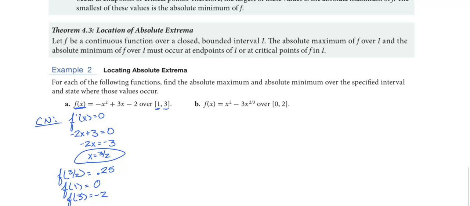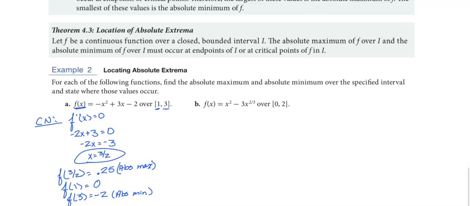So my biggest y value is going to be the absolute maximum. My biggest y value here is at the point 3/2, 0.25 or 1/4. And the smallest y value is happening here, so this is the absolute minimum. And that's happening at the point 3, negative 2. So you may want to pause the video and try the next problem.